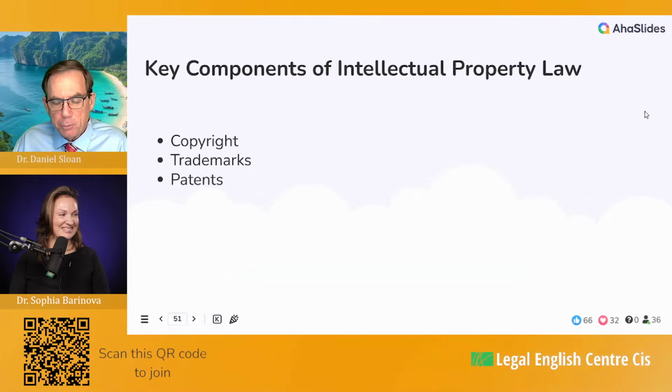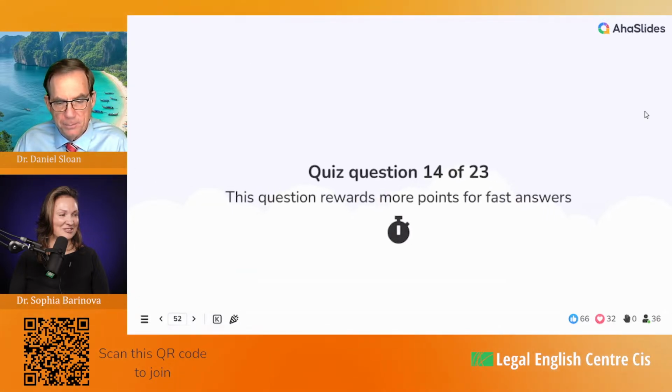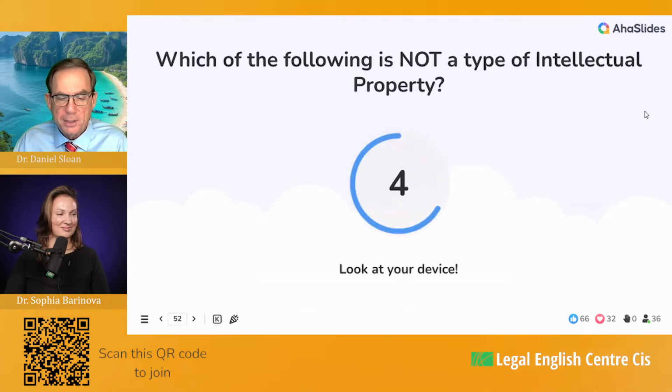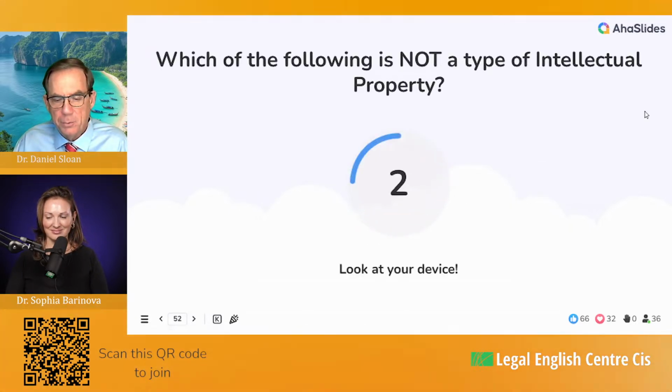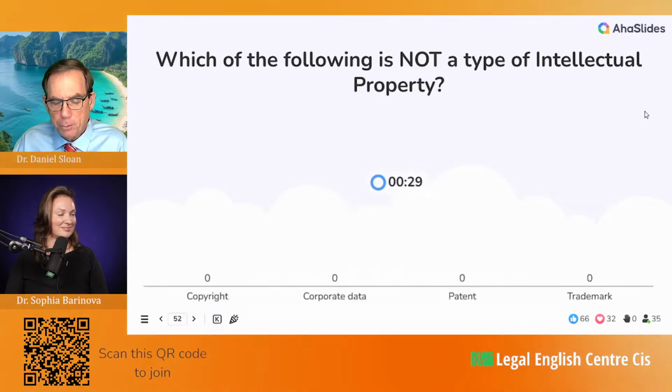Key components of intellectual property law are copyrights, trademarks, and patents. I'm going to go through a few of these very quickly. They're fairly easy at the end. Which of the following is not a type of intellectual property? Is it a copyright, corporate data, a patent, or a trademark?